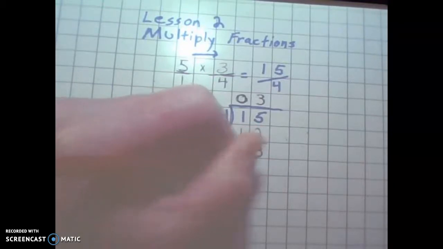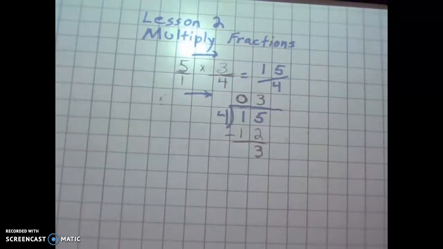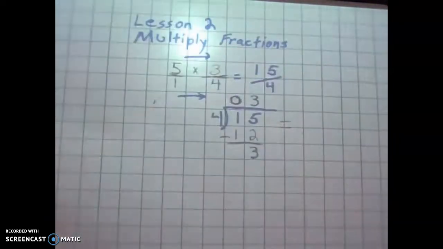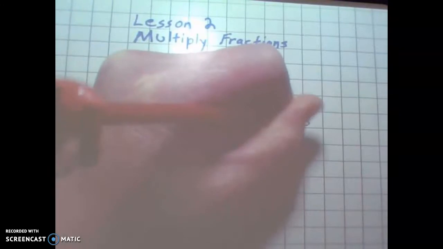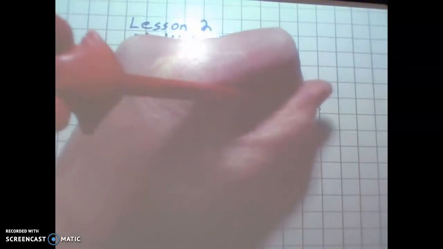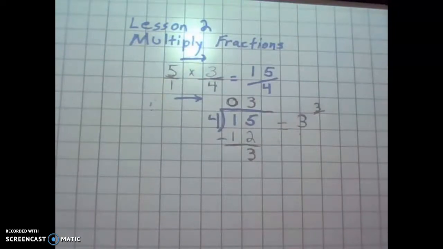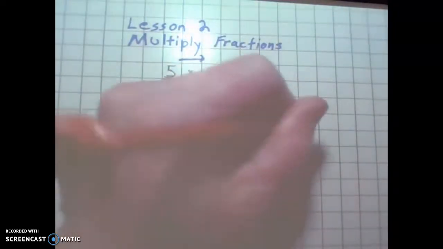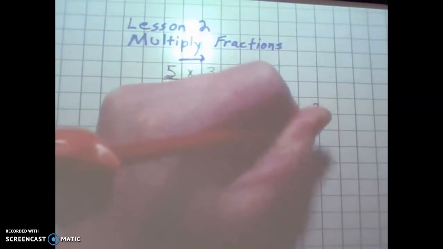Okay? Now, it's okay to have remainders because we're not doing decimals, right? But my remainder has to be in the form of a what? A fraction. Okay? So my answer is going to be 3. Okay? And then my remainder is 3. That's the numerator. And that means my denominator is the same denominator for my answer, which is 4. Okay?